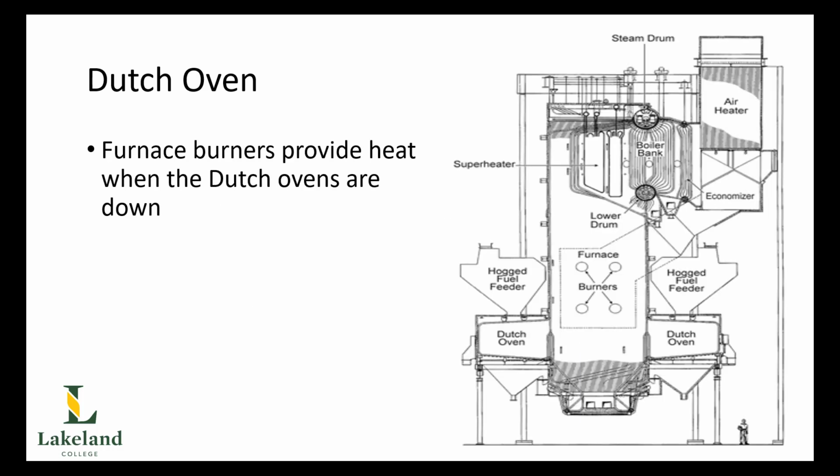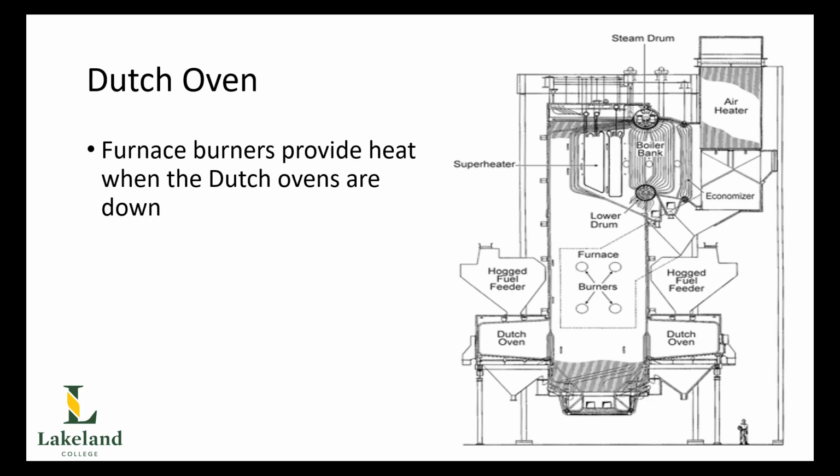Now, here is the diagram that I alluded to earlier, figure 31 on page 28 in your textbook. And you can see here the Dutch ovens attached to the side of the furnace with these hog fuel feeders above them. So the hog fuel will be dropped into the top, and hog fuel is comprised of things like wood chips, sawdust, and the bark that's stripped off in the debarking area of our plant, and that's all going to be dumped in there.